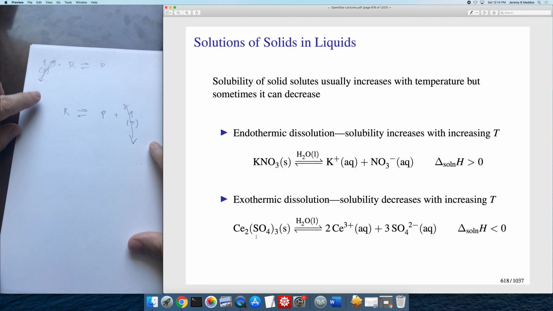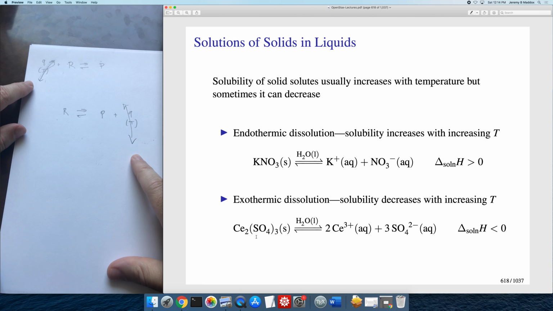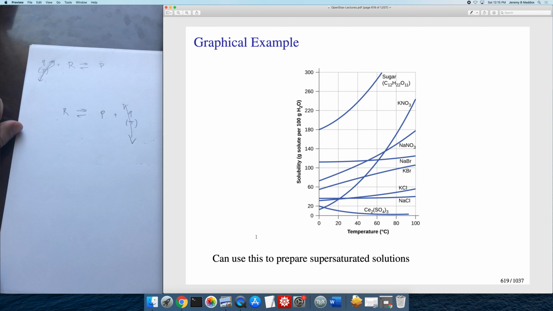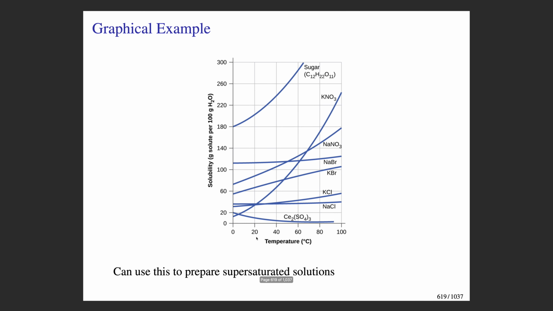Now we're going to use this trick in forthcoming chapters when we start really hitting equilibrium hard. This type of visual trick is something I'm going to use quite a bit. Here's a graphical example of what we're talking about.